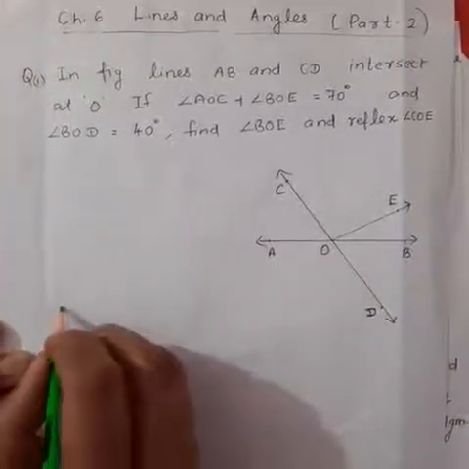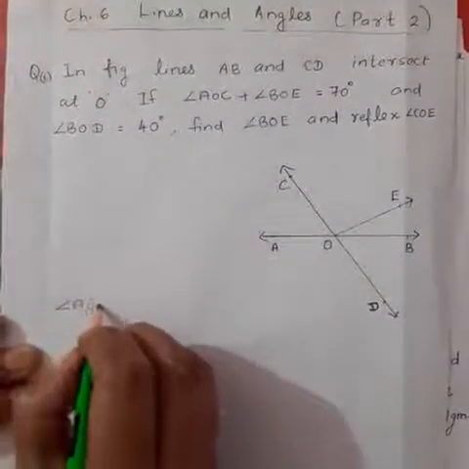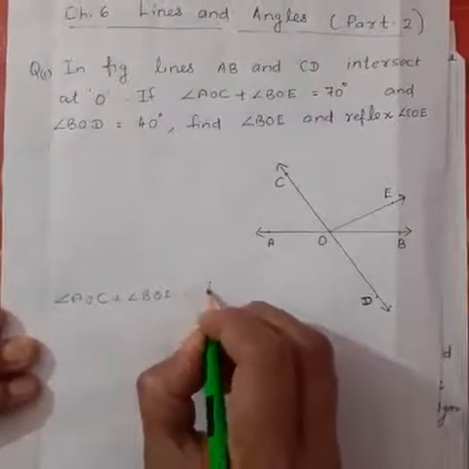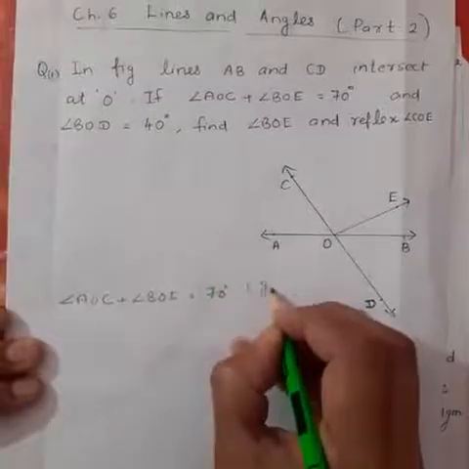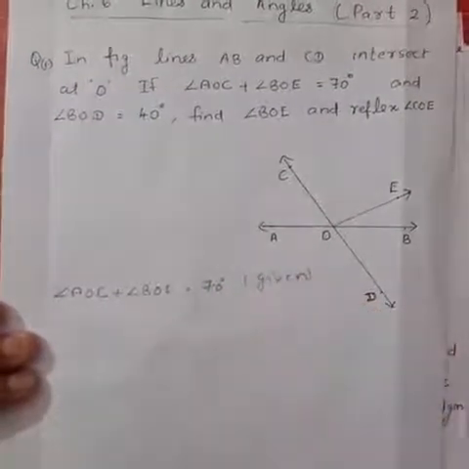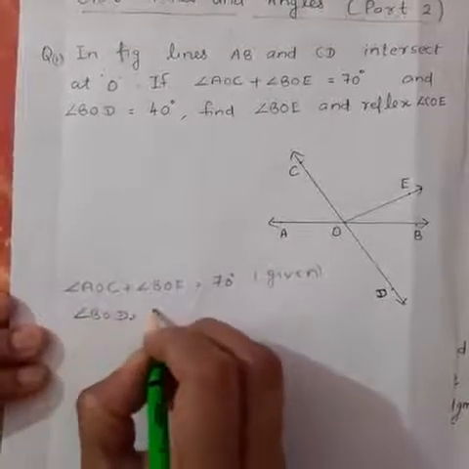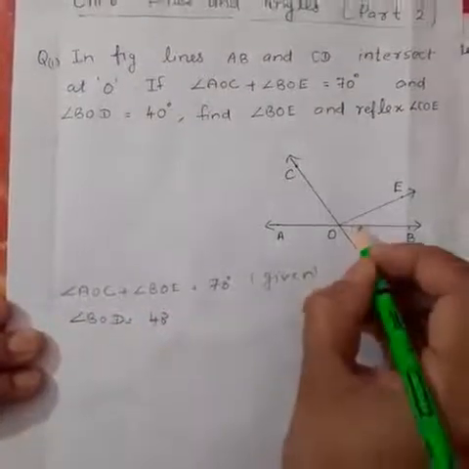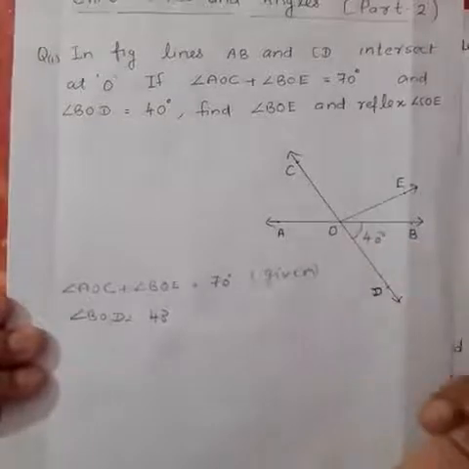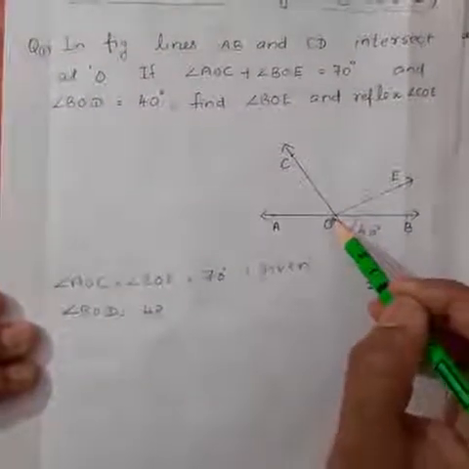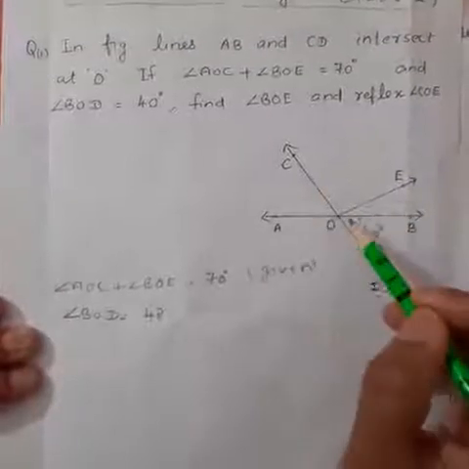What is given here? Angle AOC plus angle BOE is equal to 70 degrees. Again, angle BOD is equal to 40 degrees. It is given that AB and CD intersect at O. These are two intersecting lines.